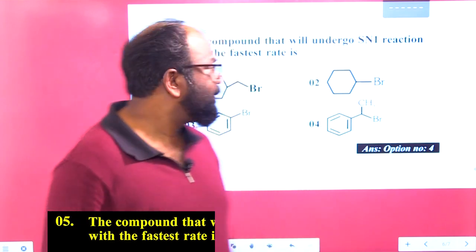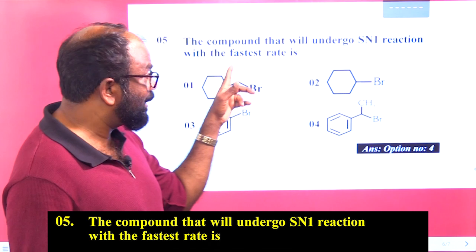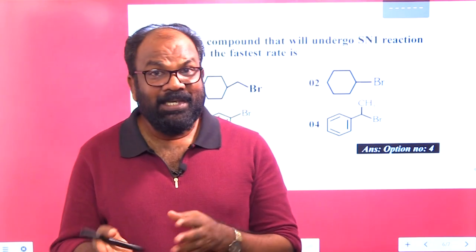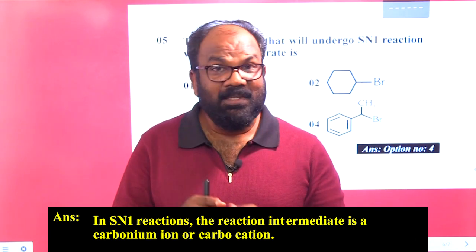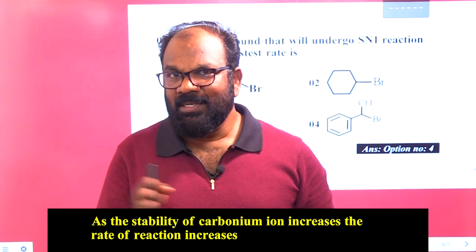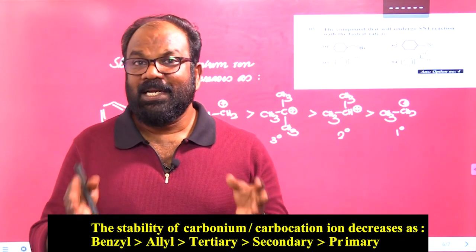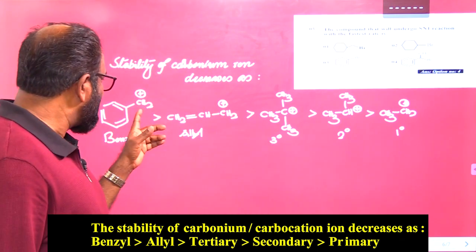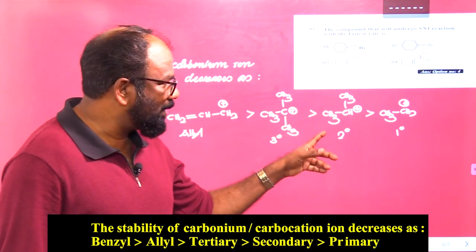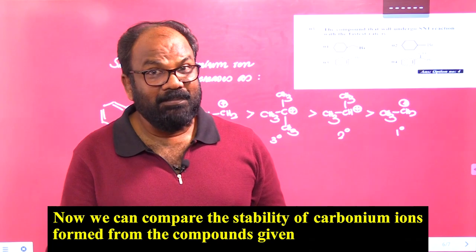Now question number 5. The compound that will undergo SN1 reaction with the fastest rate is. These are the 4 options given. We know in SN1 reactions, the reaction intermediate is carbonium ion or carbocation. As the stability of carbonium ion increases, rate of reaction increases. Stability of carbonium ion or carbocation decreases as benzyl carbonium ion greater than allyl carbonium ion, then tertiary carbonium ion, then secondary, then primary. Now we can compare the stability of the carbonium ions formed from the compounds given.